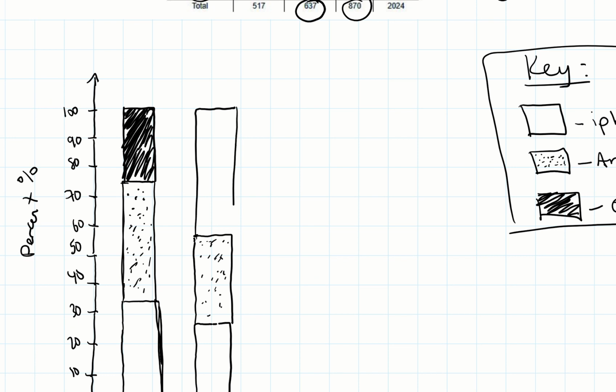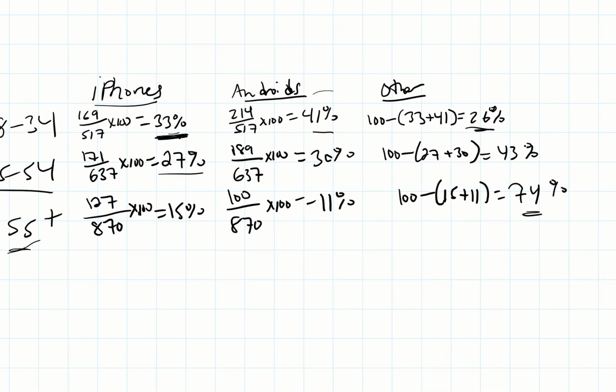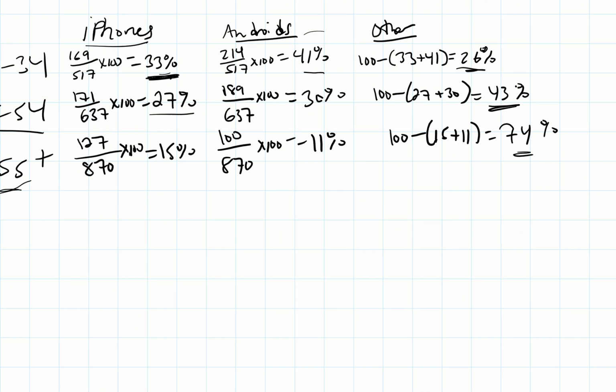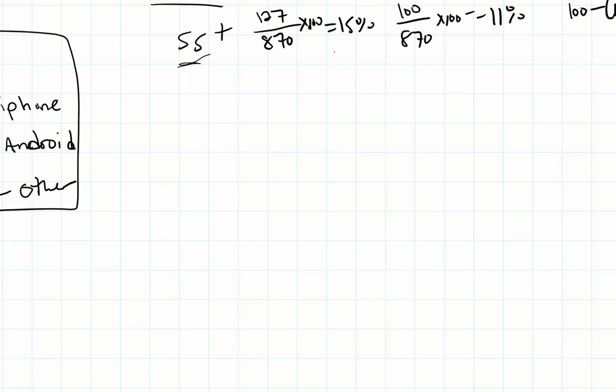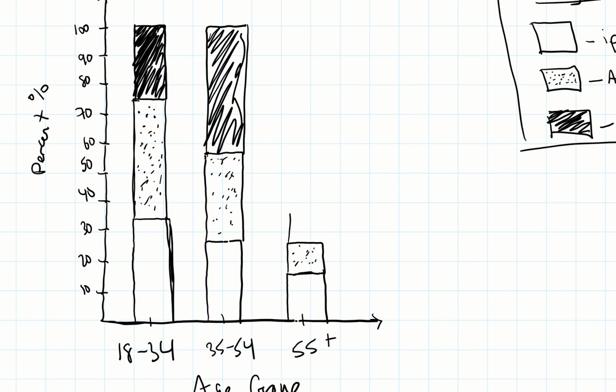Wow, so it looks like a good portion of middle age use the other types of phones too, huh? It looks like it's more. In fact, it is substantially more. It's 43%. And then 15, 11, and then 74. So 15 for the first one. 11 plus 15 is 26, so this will stack up to the 26. And this has to add up to 100. So a substantial portion. Look at that, 74%.